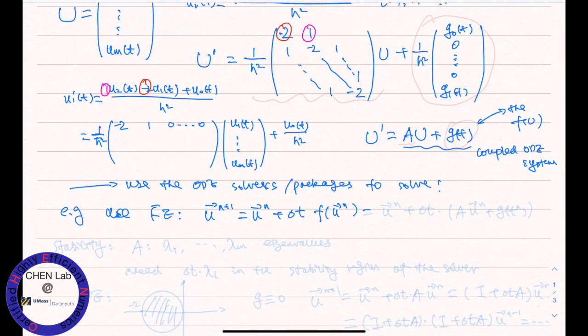What is that? That is just Un plus delta t times that whole A Un plus G at Tn, right? G at Tn. Remember, this is our G of Tn. This is the g(t), and that matrix is our A.